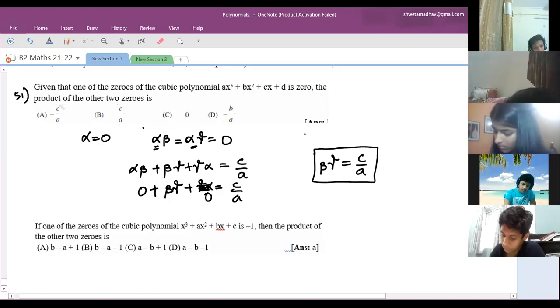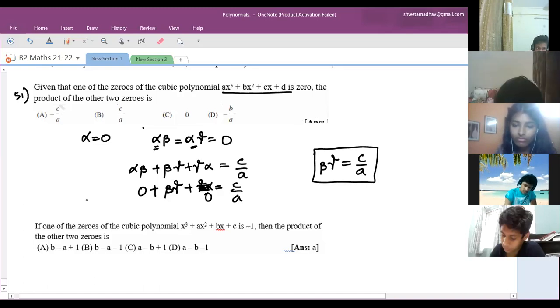Is it clear? Yes, ma'am. I got it, ma'am. And here also the same equation it is. Joel, is it clear why it is 0? Yes, ma'am. So in this second relation, which is equal to C by A, alpha beta is 0, gamma alpha is also 0. So beta into gamma is C by A. That is what we need to find out.